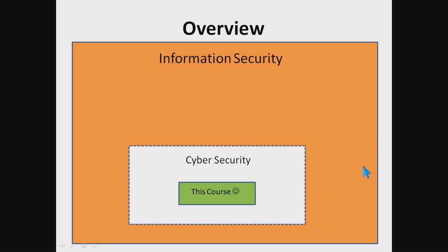So, information security as a domain is pretty huge. That's what I've tried to represent in this slide. The orange colored rectangle here represents information security. Again, the diagram is not to scale, but just to give you an idea. Considering information security being the parent domain here, it's a vast domain. So, cyber security is but a part of it. It's a small part of it. And this course that we have just begun here is a small part of cyber security. So, this gives you an overview of what we are trying to study here.